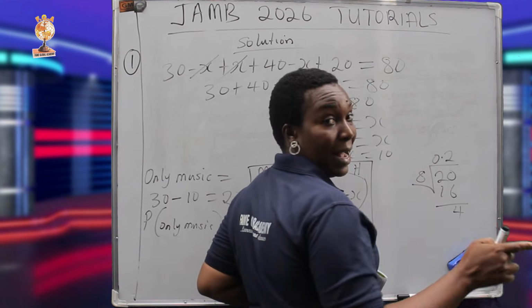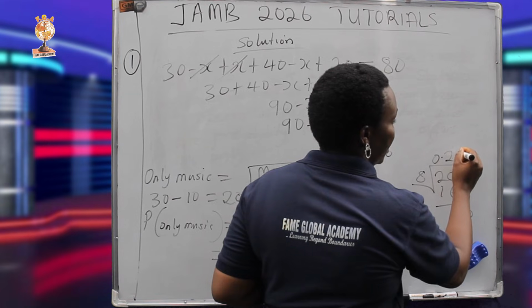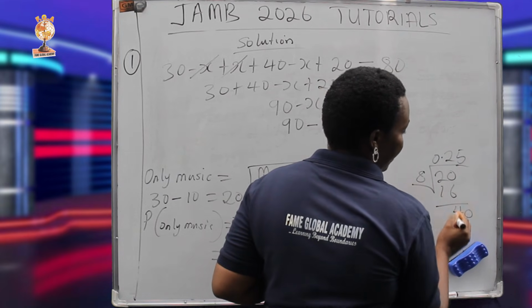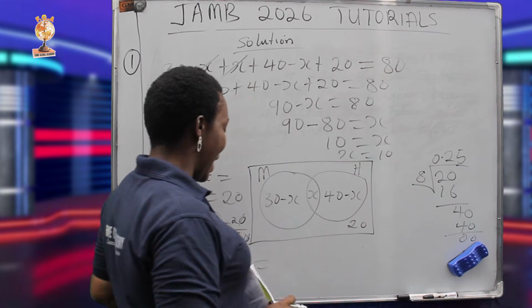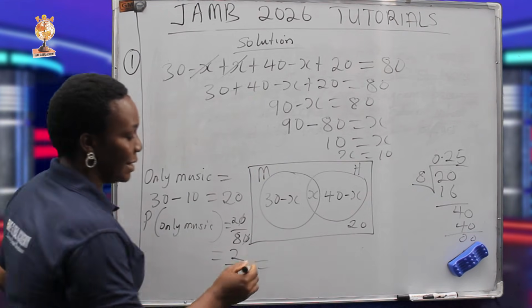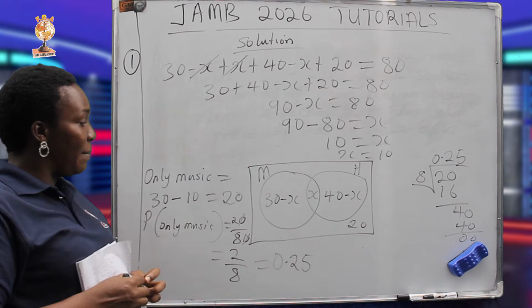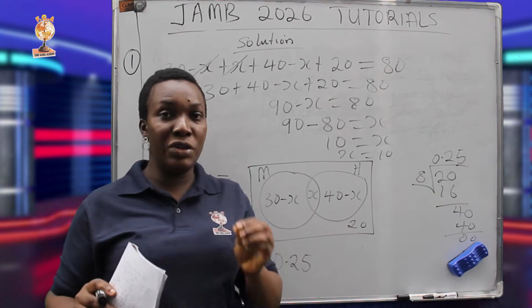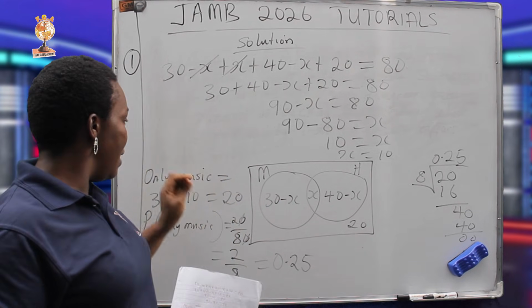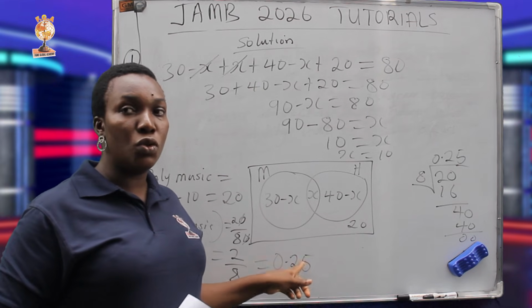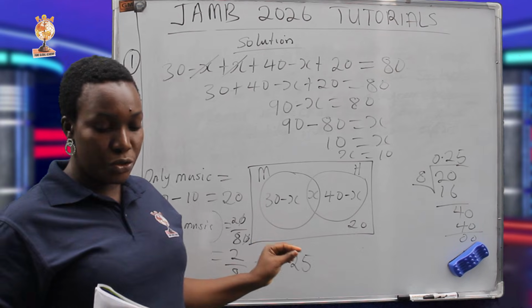8 into 4 cannot. Add 0 to make it what? 40. 8 into 40, that will give you 5. 5 times 8 is 40. When you subtract, you have 0. So 2 divided by 8, the answer is what? 0.25. So the probability of a student picked at random that offers only music is 0.25. So that is the answer to this question.